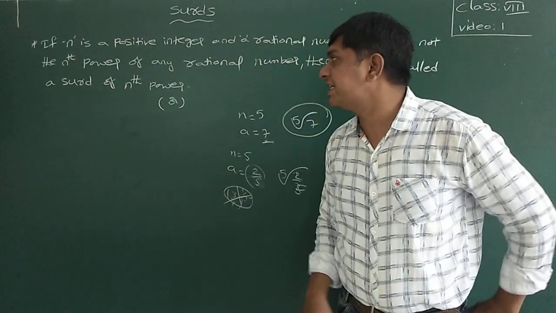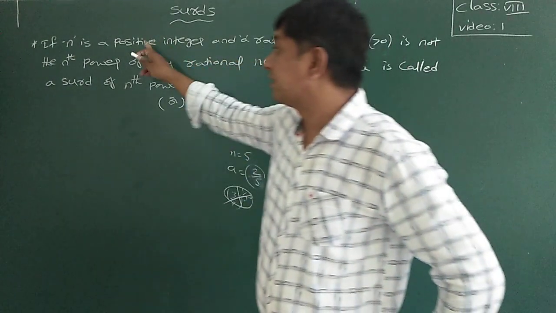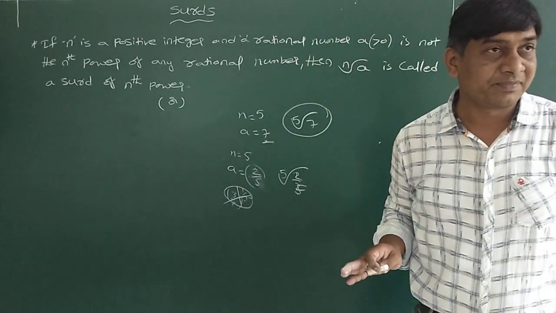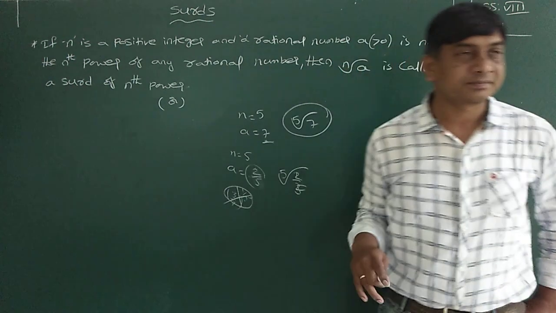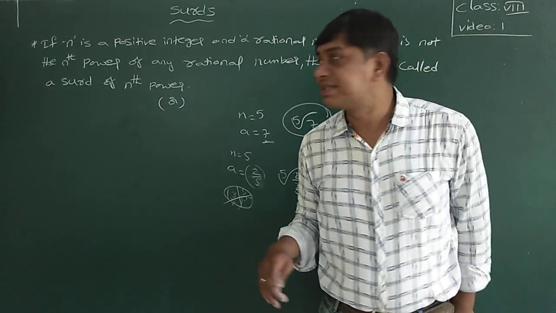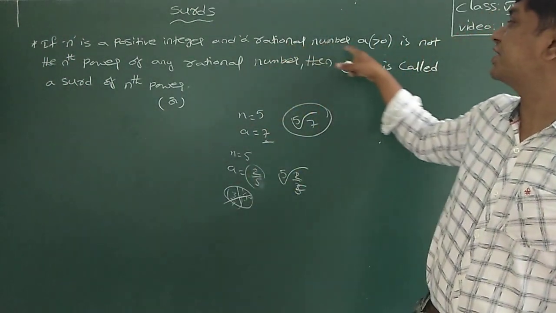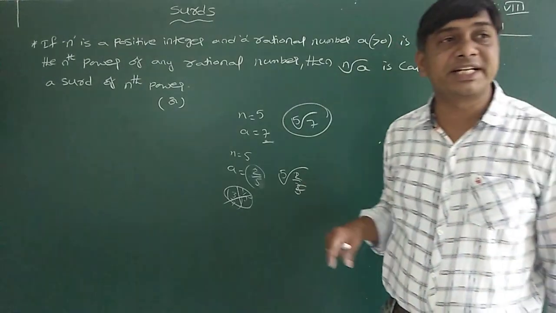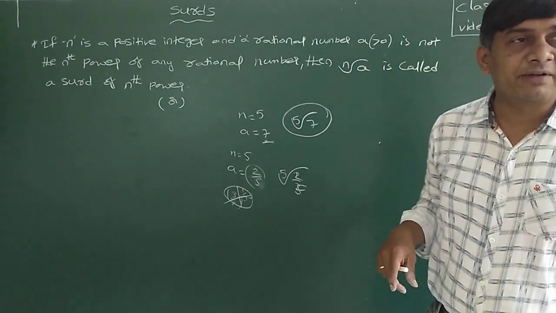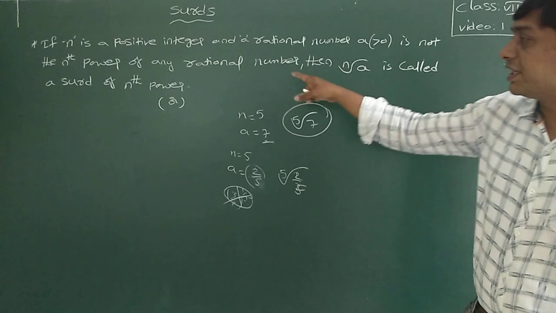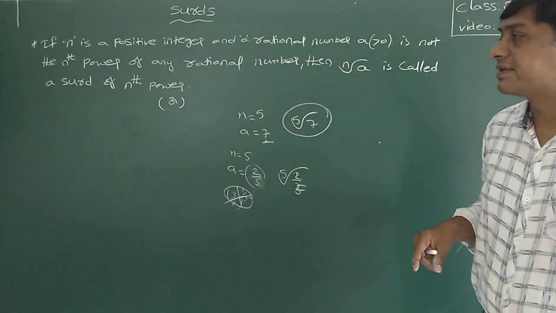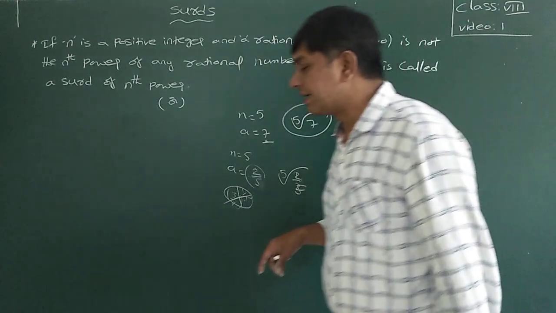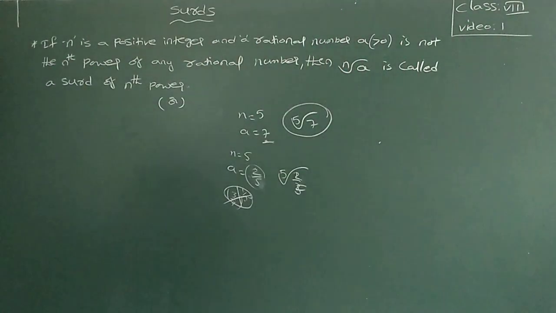N is a positive integer greater than 1. N should be greater than 1. A is a rational number greater than 0, positive, any rational number greater than 0, and is not the nth power of any rational number. Then the nth root of a is called a surd of nth power.